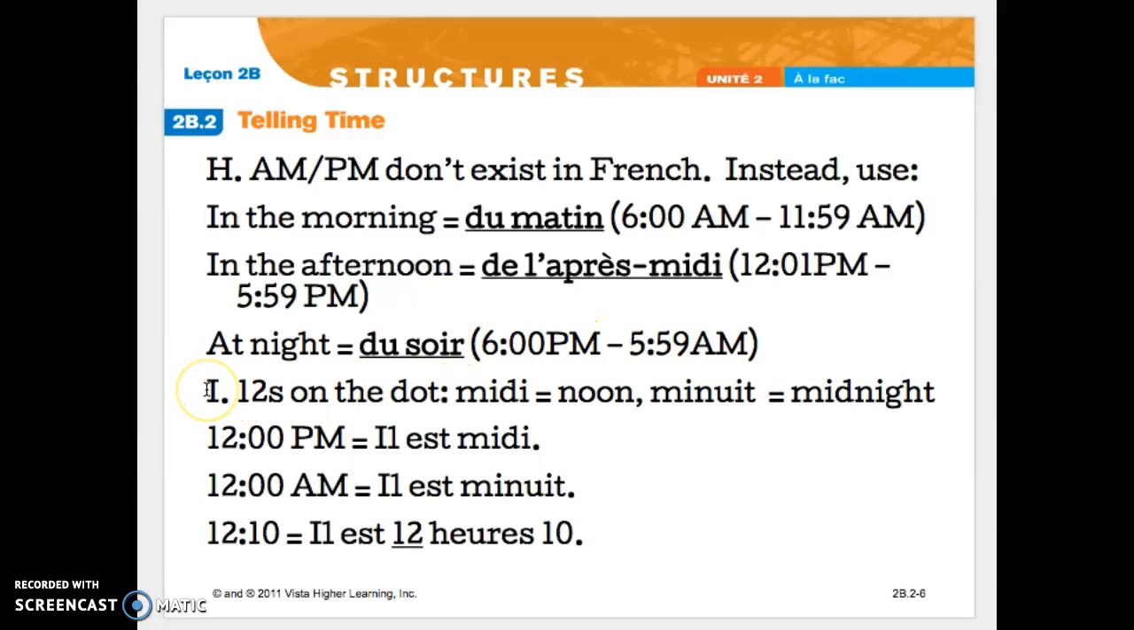Section I shows you what about the 12s. If it's 12 o'clock on the dot, you say il est midi for noon. For midnight, you say il est minuit. However, for any other expression using 12, you simply use the number 12. You never use the word midi and minuit if you have minutes. So 12:10, il est 12h10. If it was 12:30, you would say il est 12h30, and so on.